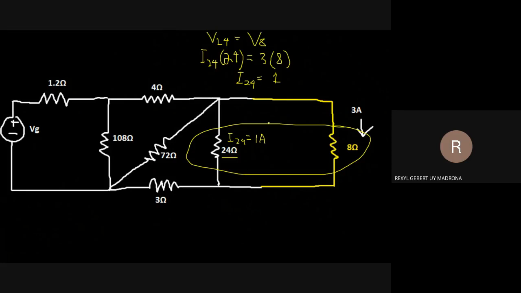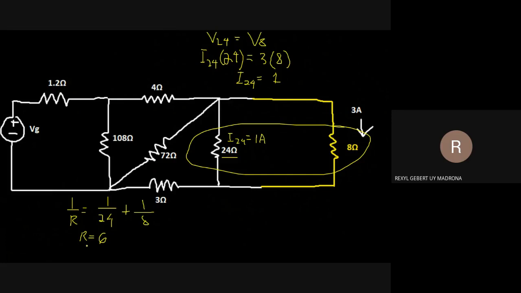Next, we should combine these two resistors in parallel. And that would be 1 over R equal to 1 over 24 plus 1 over 8. And that would be R equal to 6.